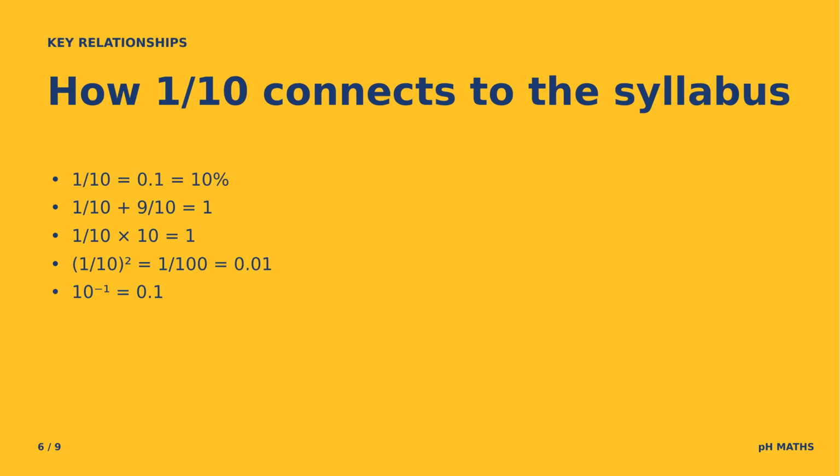Key relationships. 1/10 equals 0.1 equals 10% equals 10 to the minus 1. 1/10 plus 9/10 equals 1. 1/10 times 10 equals 1. 1/10 squared equals 1/100. And every decimal expansion is built from sums of 1/10 and its powers. 0.43 is 4/10 plus 3/100. That's place value in fractional form.